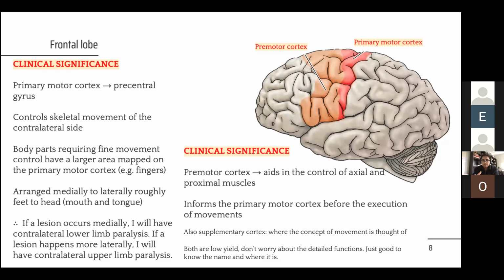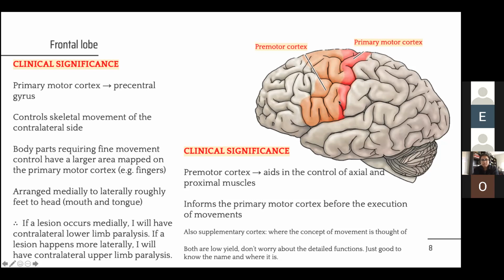Of the primary motor cortex, if you have body parts that require finer control, for example the fingers, they will have a larger area on that gyrus that's mapped for them. Things that don't require as much fine movement will have a smaller area defined for them. From medially to laterally, it's arranged roughly from feet to head. So as you can imagine, if something goes wrong up here in the medial area, it's more likely to affect your legs than your arms and your head. So that's the primary motor cortex.